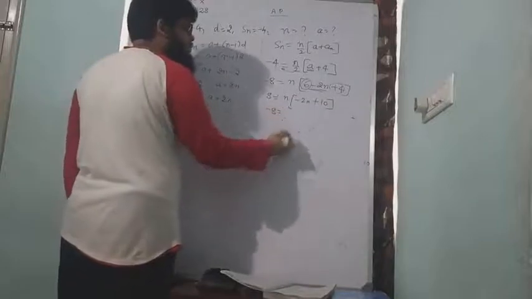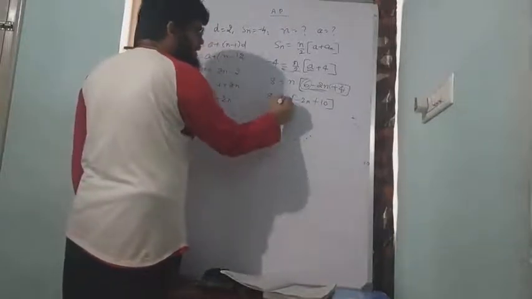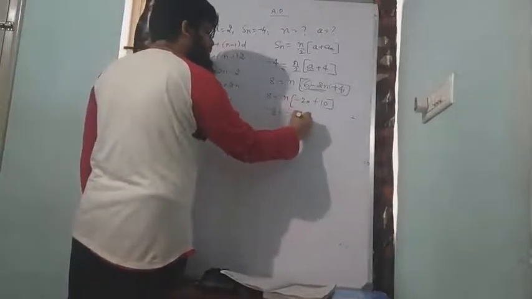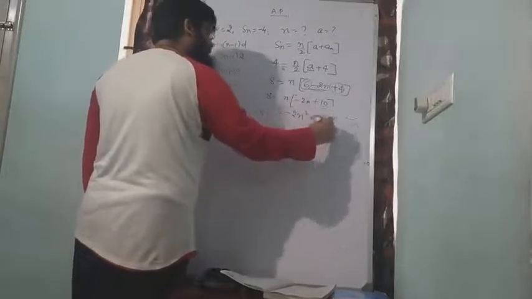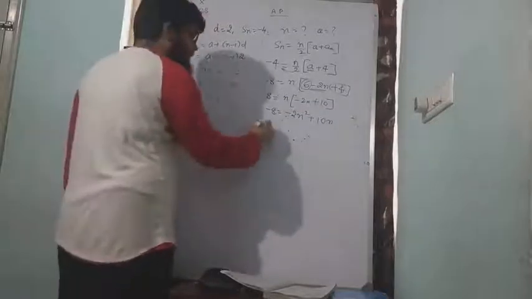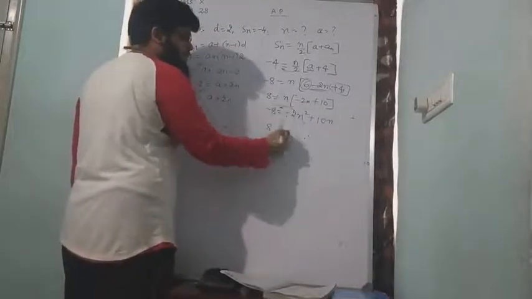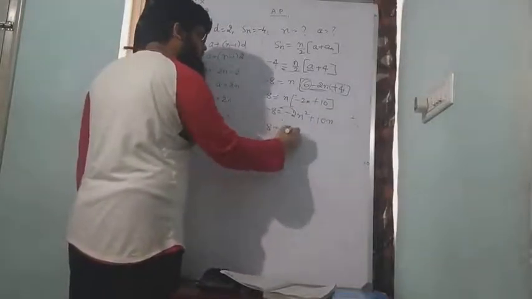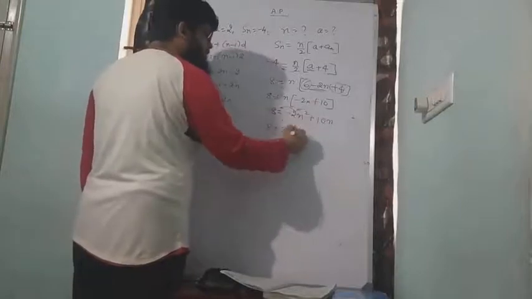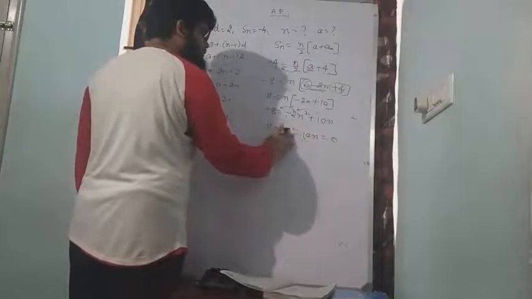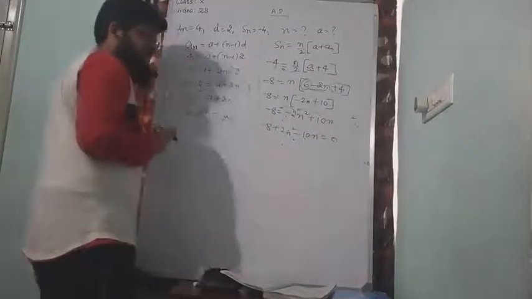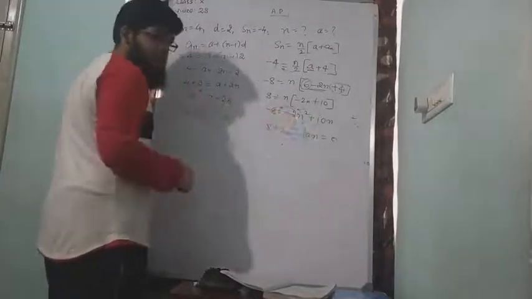Minus 8 is equal to n, I can now multiply inside the bracket: n into minus 2n is minus 2n square, n into n will be n square, plus n into 10 will be 10n. Okay, I have minus 8 here, minus 2n square if I shift it will become plus 2n square, plus 10n if I shift it becomes minus 10n, is equal to 0. So I have shifted both the terms to the other side.